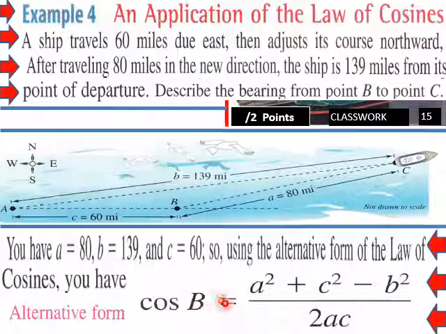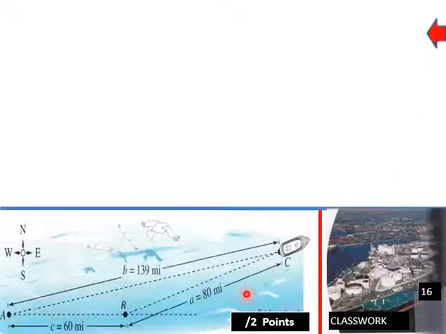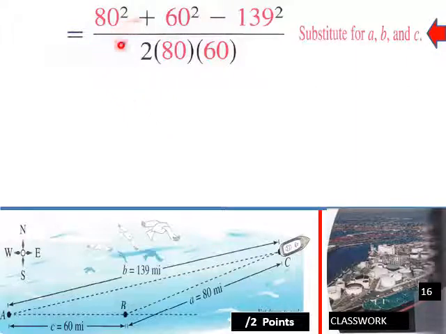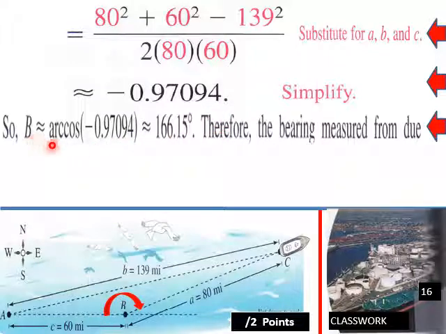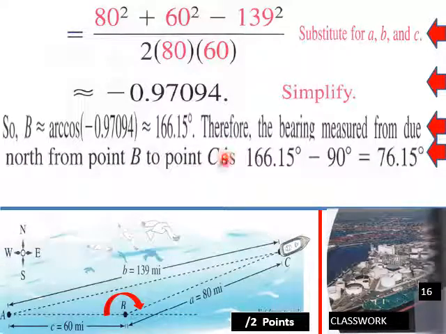So this is the alternative form of the law of cosines. We have our side lengths, and then we plug that in, substituting for a, b, and c, and we come up with negative 0.97094. And this is for B, so you take the arc cosine of this number, and you get 166.15 for B. So our angle measure here would be 166.15.